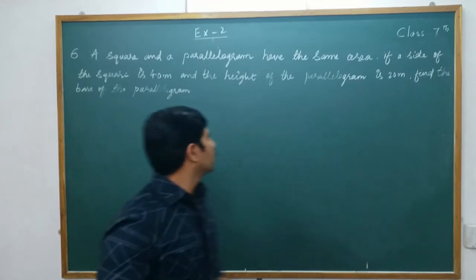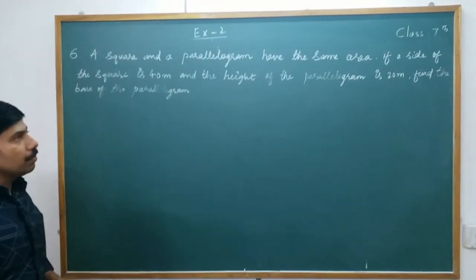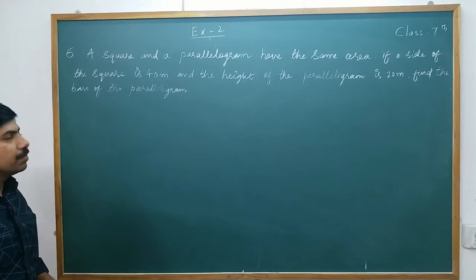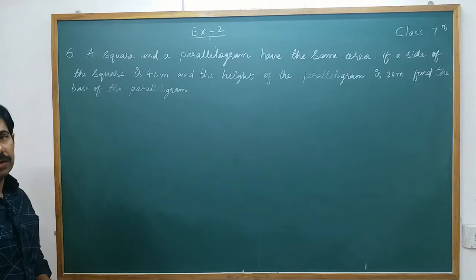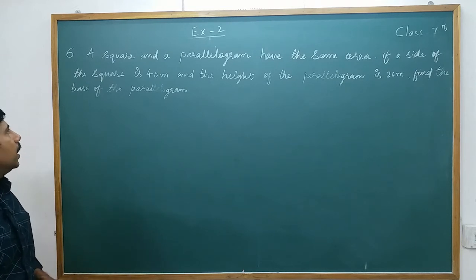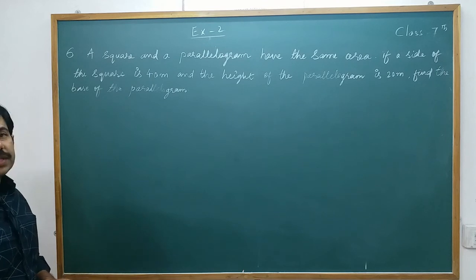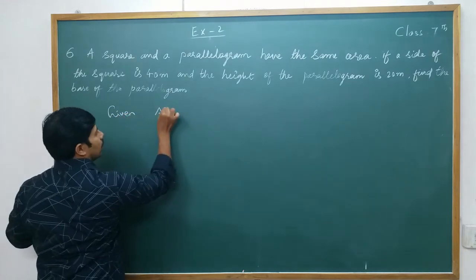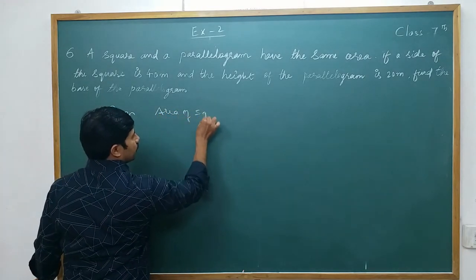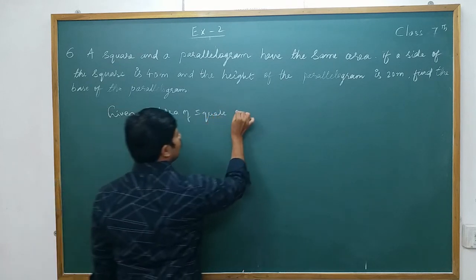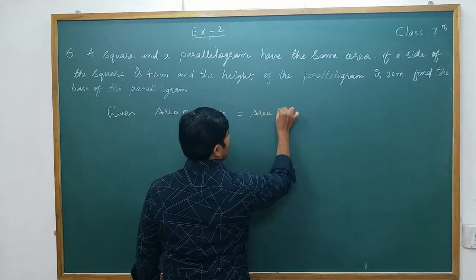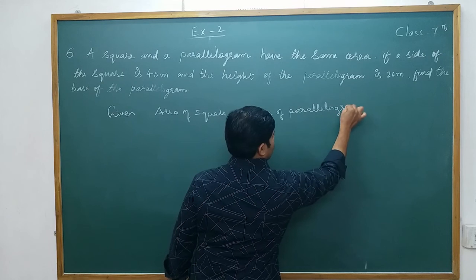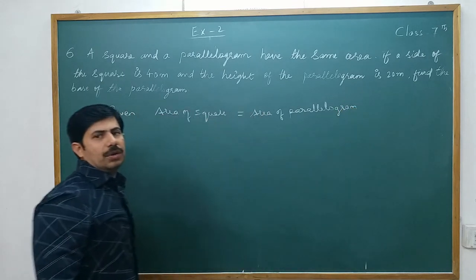So next problem. A square and a parallelogram have the same area. If the side of the square is 40 meters and the height of the parallelogram is 20 meters, find the base of the parallelogram. So here the condition is a square and a parallelogram have the same area. That means it is given that area of square is equal to area of parallelogram.